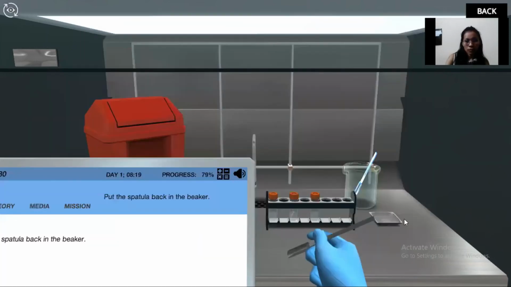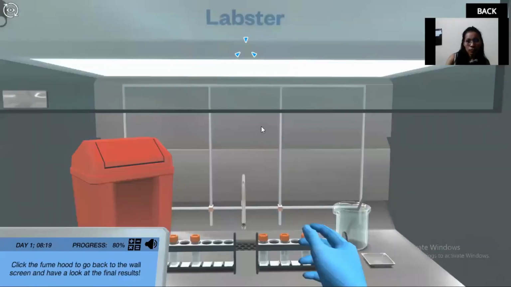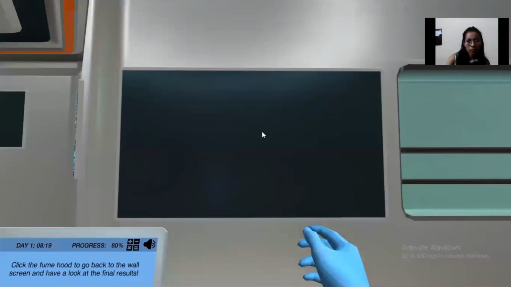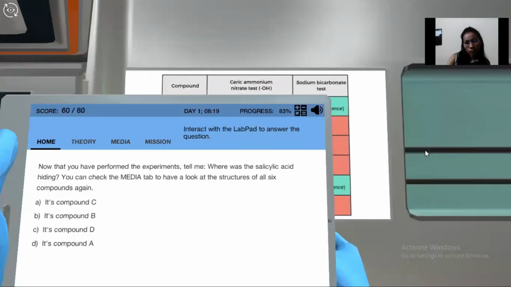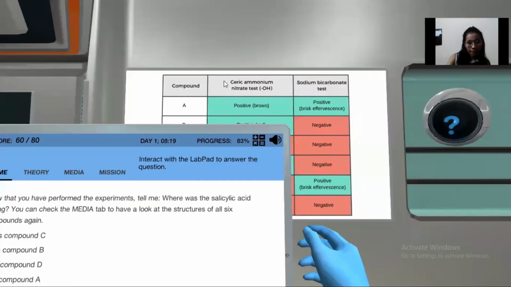Put the spatula back in the beaker. Click the fume hood to go back to the wall screen and have a look at the final. Now that you have performed the experiments, tell me, where was the salicylic acid hiding? You can check the Media tab to have a look at the structures of all 6 compounds again.